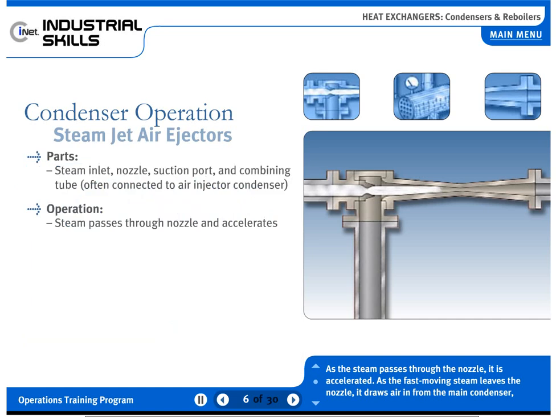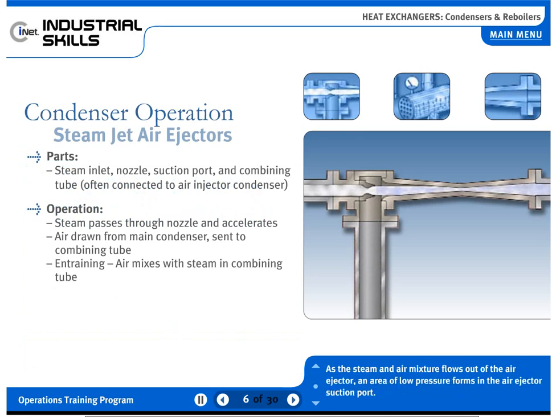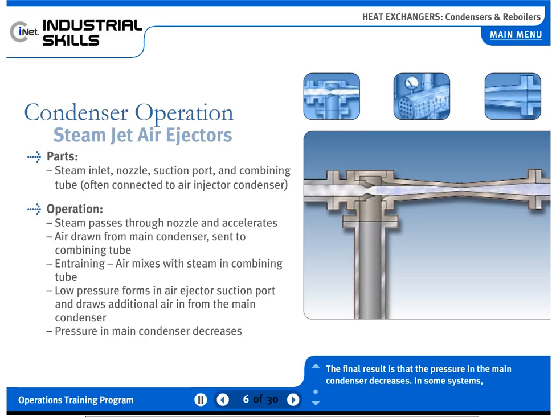As the fast-moving steam leaves the nozzle, it draws air in from the main condenser through the suction port and into the combining tube, where the air mixes with the steam. This mixing process is referred to as entraining. As the steam and air mixture flows out of the air ejector, an area of low pressure forms in the air ejector suction port. This low pressure draws additional air in from the main condenser. This air also becomes entrained in the steam, and the process continues. The final result is that the pressure in the main condenser decreases.